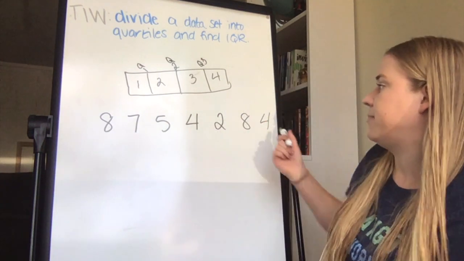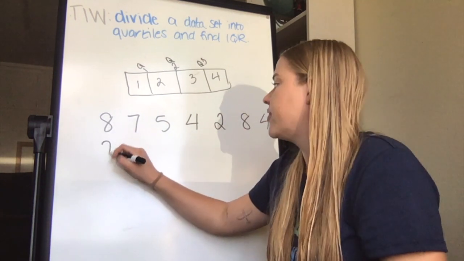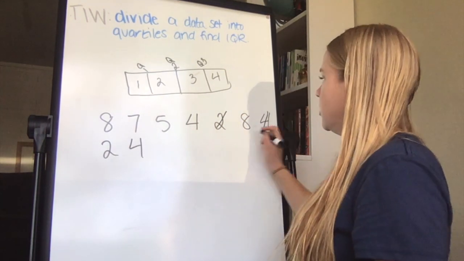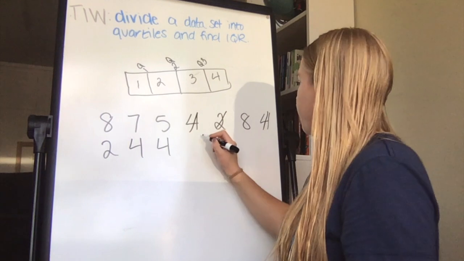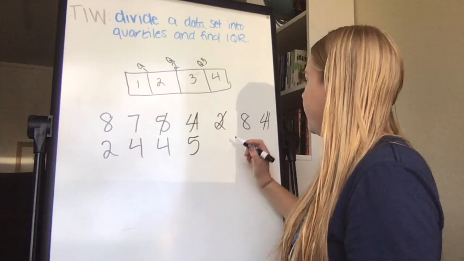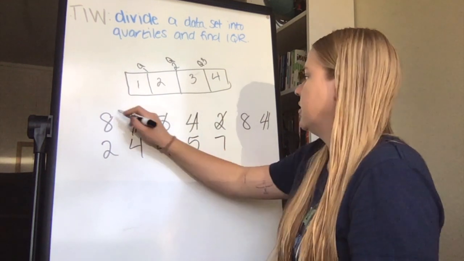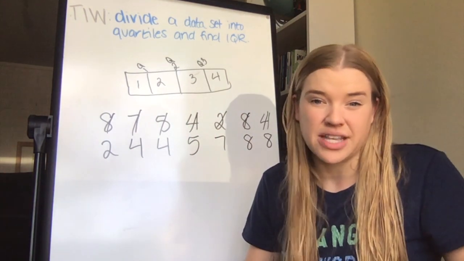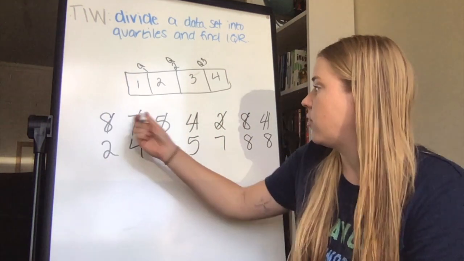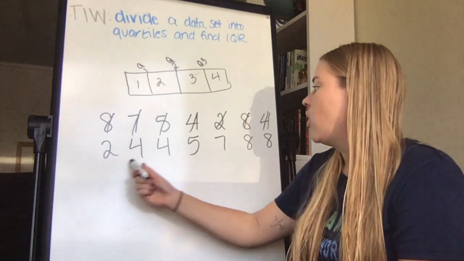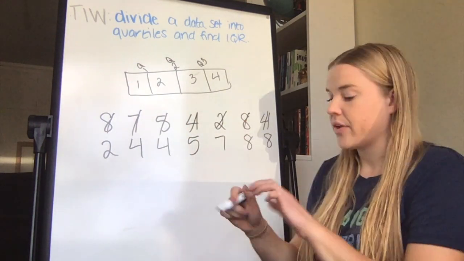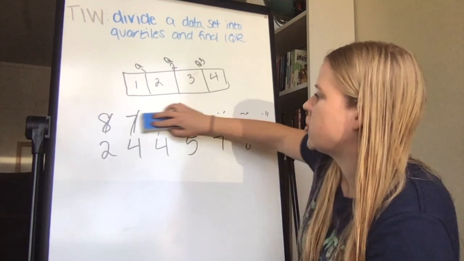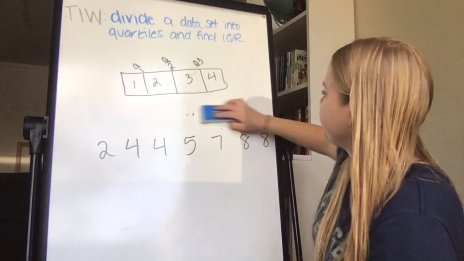So if I'm lining up these numbers from least to greatest, I'm going to start with my 2, and then I'm going to go 4, 4, 5, 7, 8, 8. I always like to make sure that I have the same amount of numbers so that I know I didn't skip anything. 1, 2, 3, 4, 5, 6, 7. Okay, so now I have my numbers in order from least to greatest. I'm going to just erase these because I don't really need them anymore.